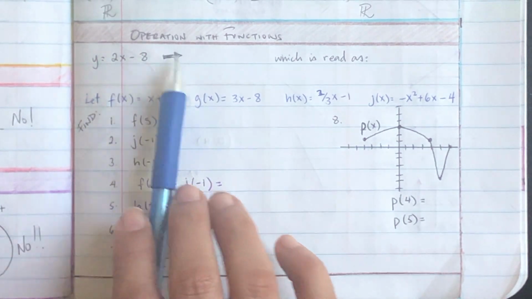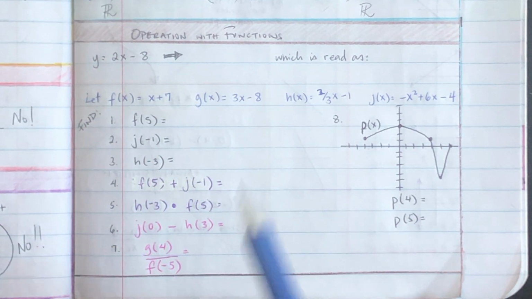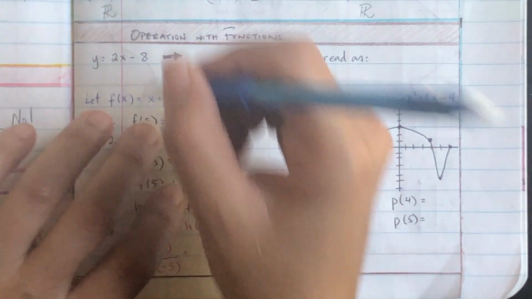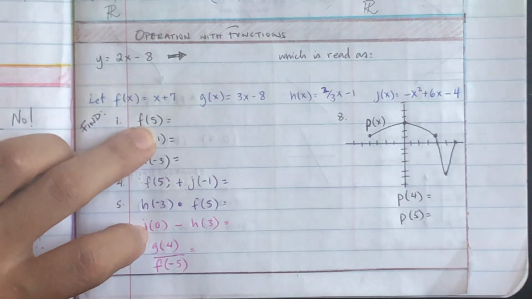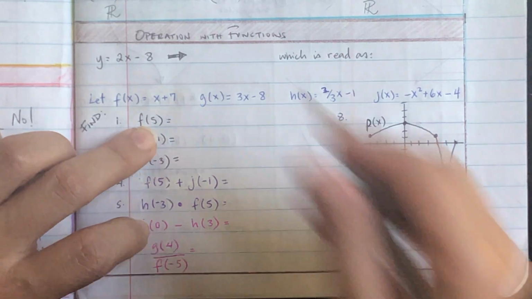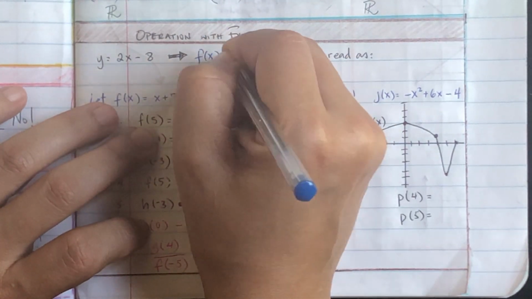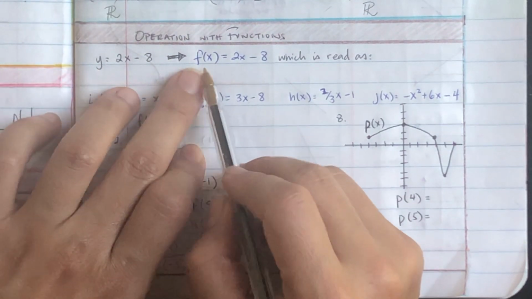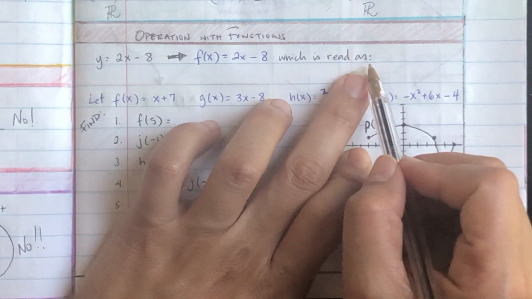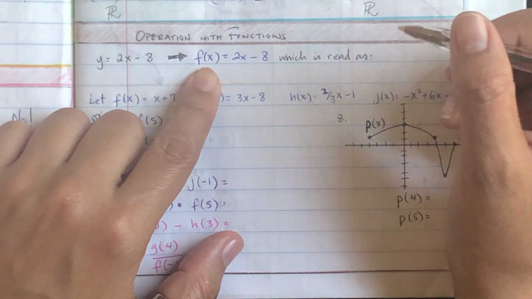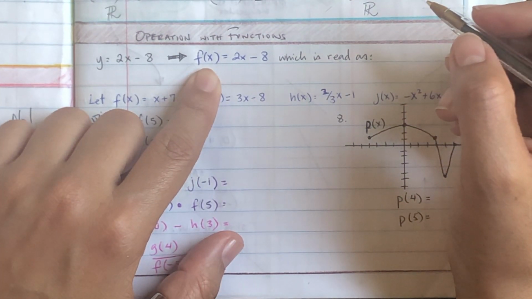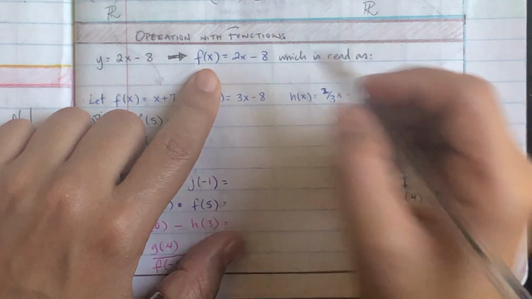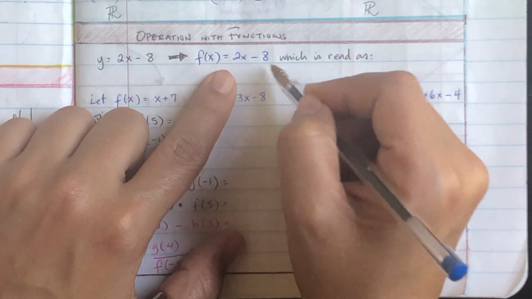All right, let's take a look at operations with functions. So you have y equals 2x minus 8. Okay, this can be written as f of x equals 2x minus 8. So you're just replacing the y with f of x, which is read as, I guess I just read it, f of x is equal to 2x minus 8.